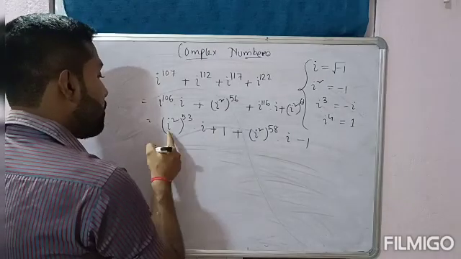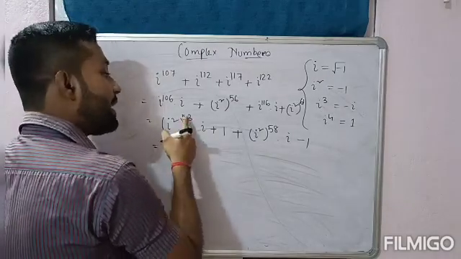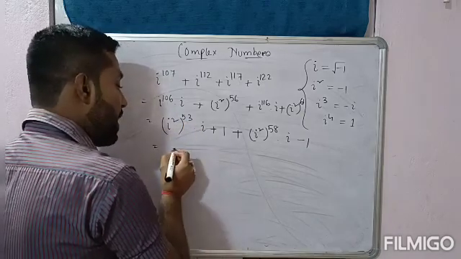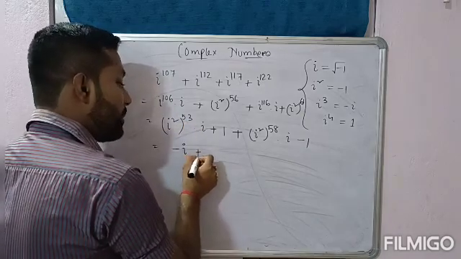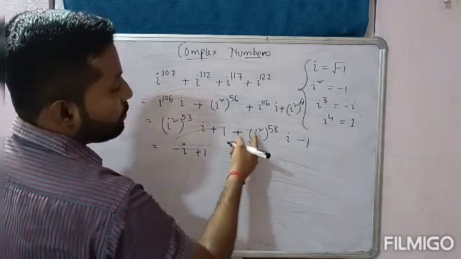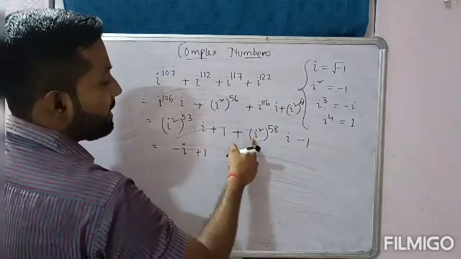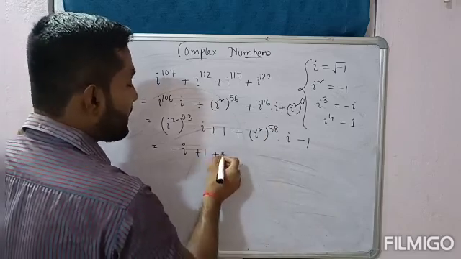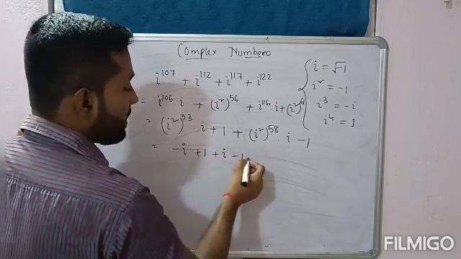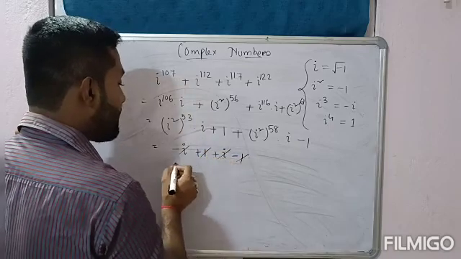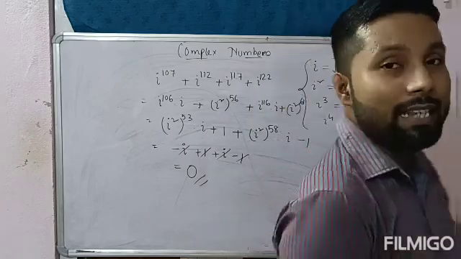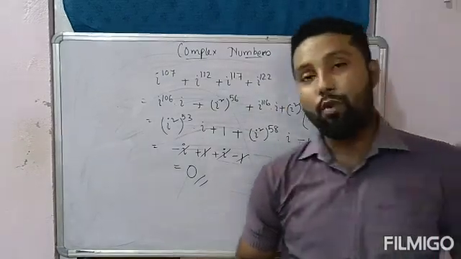Okay, so the value of I square is -1. -1 to the power 53 means -1. -1 into I, that is -I plus 1. I square to the power 58. -1 to the power 58, that is 1. 1 into I, that is I minus 1. So -1 plus 1 plus I minus I will be cancelled. So therefore the value of this imaginary expression is equal to 0.